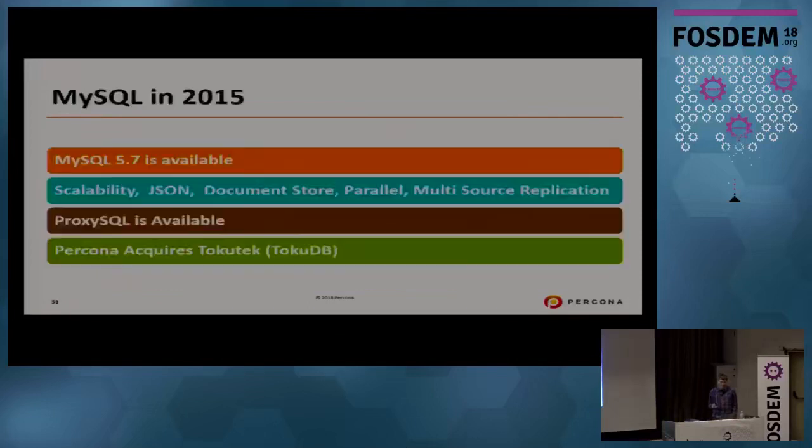In 2015, we got MySQL 5.7 available. In MySQL 5.7, it's kind of getting boring, right? Again, even more scalability. We have a JSON document store, parallel and multi-source replication. And what we can see in this case is that is where we see a lot of NoSQL and especially JSON-focused solutions giving MySQL some heat.